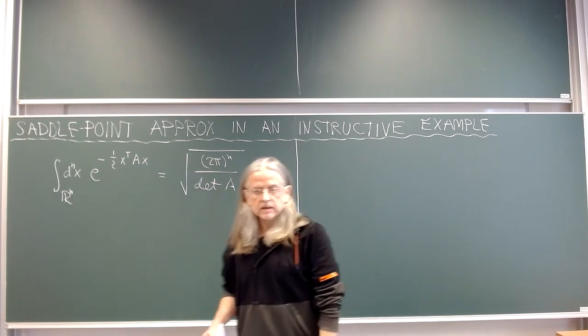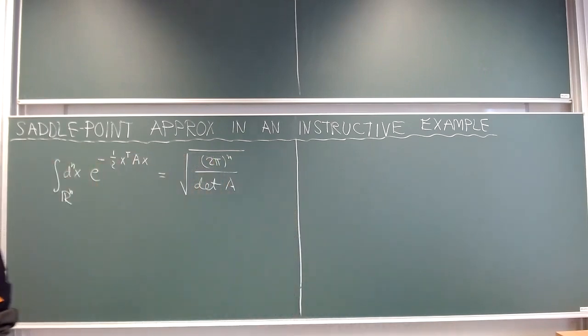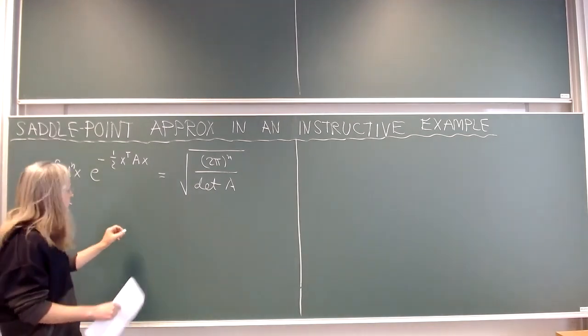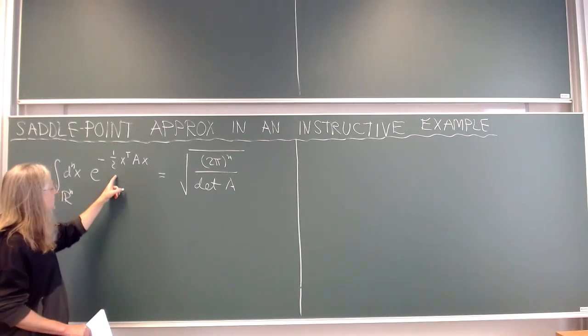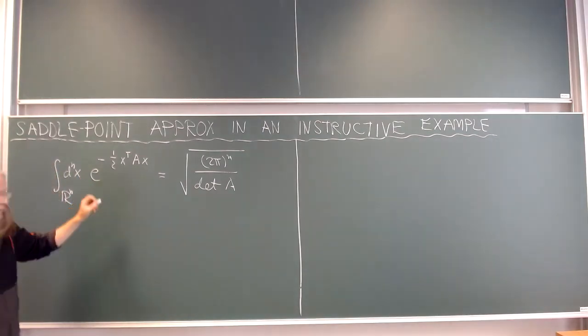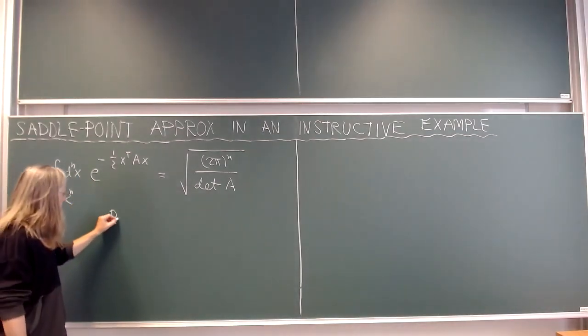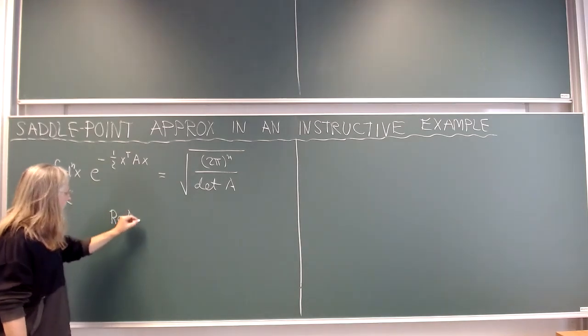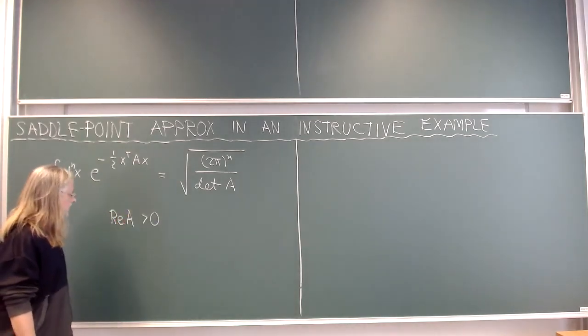Has everybody seen this formula before? Because we will not have time to prove it. It's easy to prove, but we will not have time. But there's something we should say about it. First of all, for this integral to be convergent, we need that the real part of A is positive.